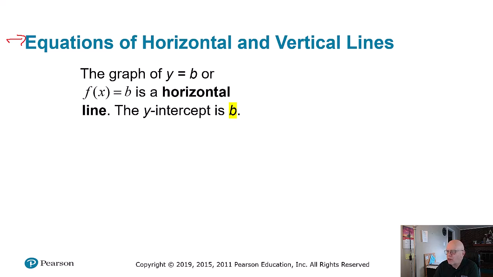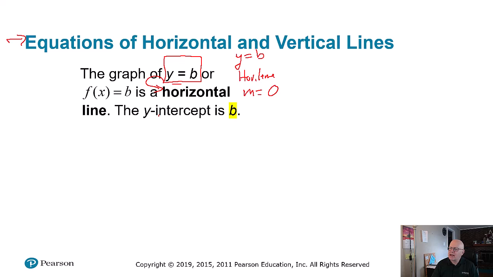Now this, although it might sound trivial, I find it most helpful to actually commit this to memory. If you've got an equation like this, it's a horizontal line. And not only horizontal, y equals b, horizontal line, and third, the big three: y equals some number is a horizontal line, has slope 0.